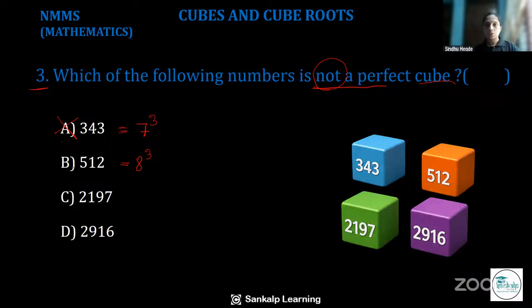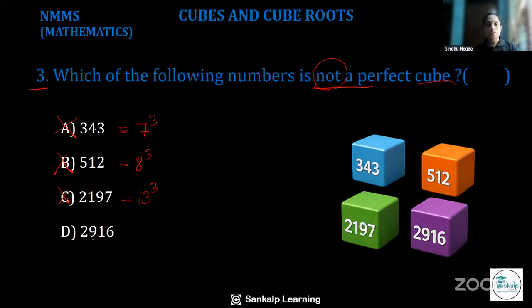Option B, 512. This is also a perfect cube because 8 cube is equal to 512. 8 8s are 64, 64 into 8, 512. So this is also a perfect cube. That's why this is also not our answer. Option C, 2197. This is also a perfect cube of 13. 13 cube is 2197. So option C is also not right.